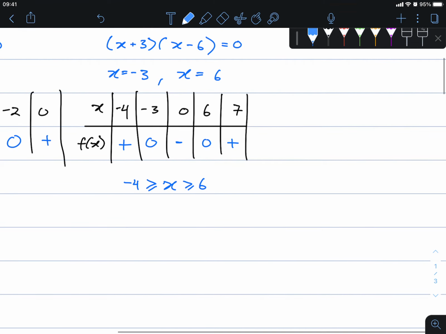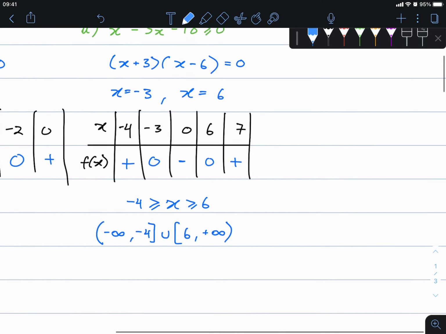Writing this in bracket notation, I hope you remember this, from negative 4 and on to negative infinity. So everything to the left of negative 4, union with 6 to positive infinity. There's our solution.